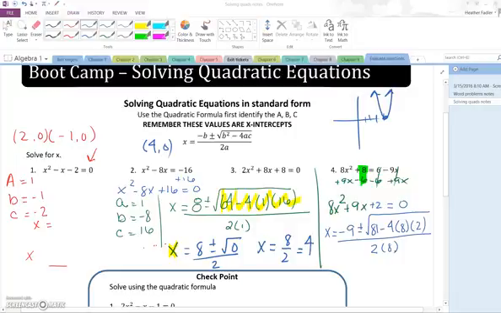So remember, you don't have to do anything with these numbers. You don't have to factor out a GCF or anything. All right, underneath the radical, 81 minus 4 times 8 times 2. And you get 17. And in the bottom, you get 16.